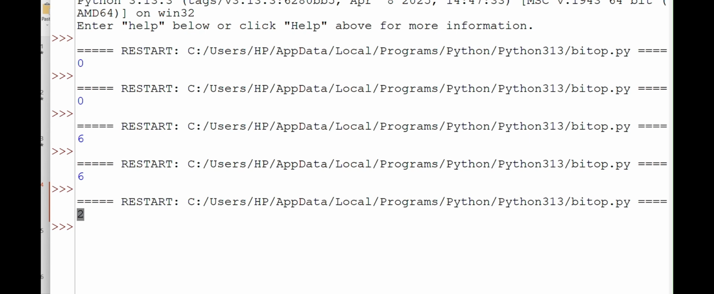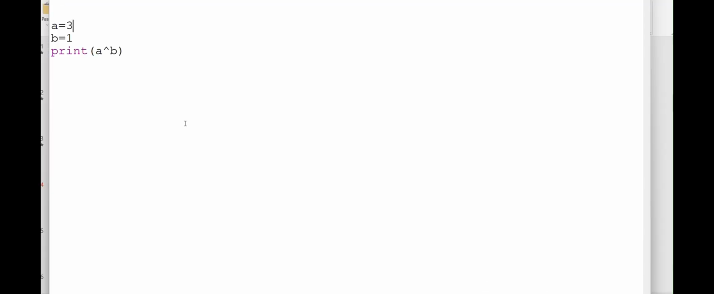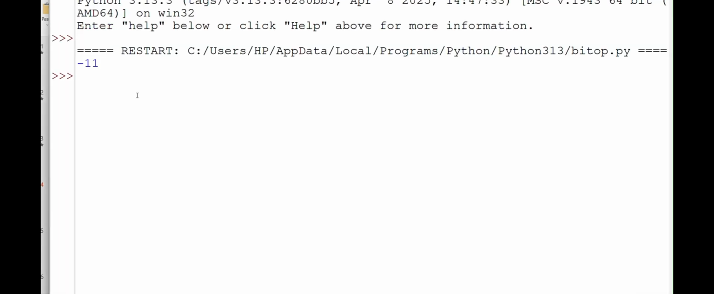Now the next one that we are having is bitwise NOT. That is basically what? If the value is present, I'll be getting 0. If the value is not present, I'll be getting 1. For example, I'm assigning a is equal to 10 and printing NOT of that. So you can see you are getting minus 11 over here. Means wherever the value is present, we will be getting 0, and wherever the value is absent, there we are getting 1. I hope this is clear.